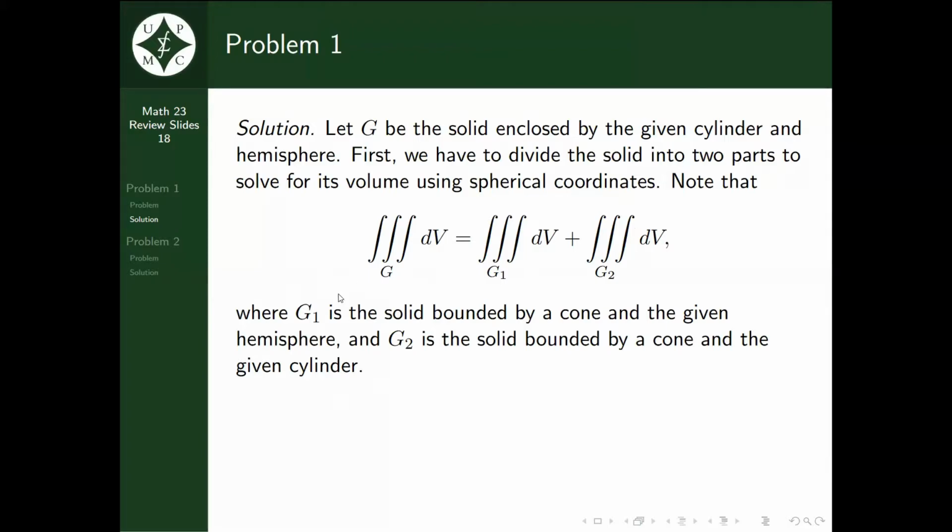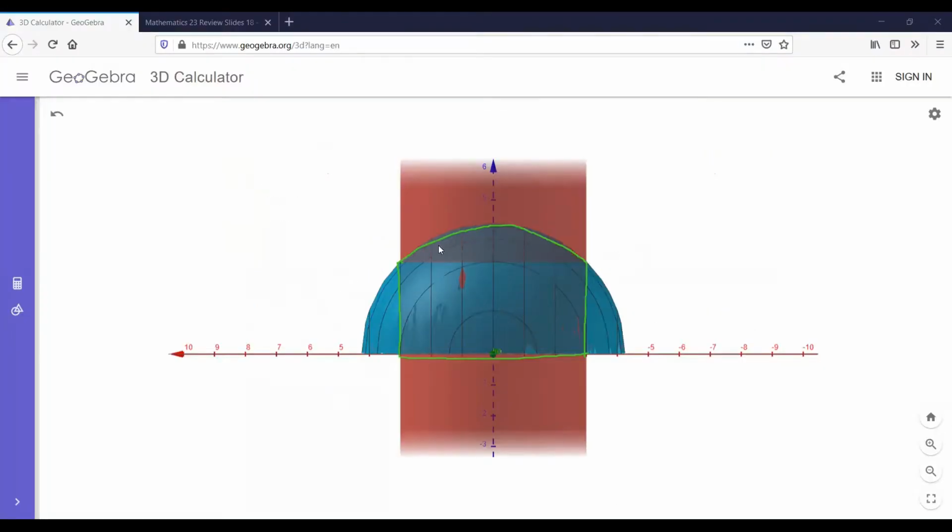So let's move to the graph that we made. We have this, and then we have to somehow construct a cone to divide this into two parts. And that cone will be this thing, because if we rotate this, then it will become a cone.